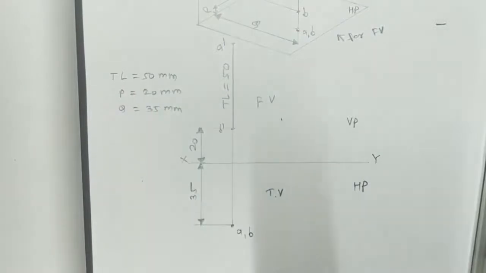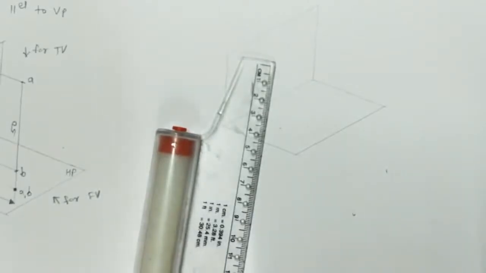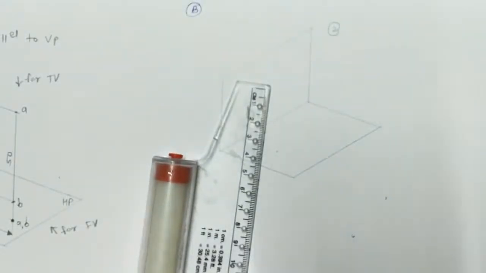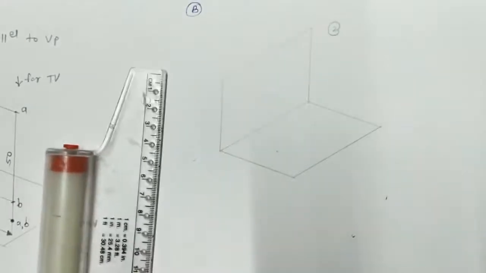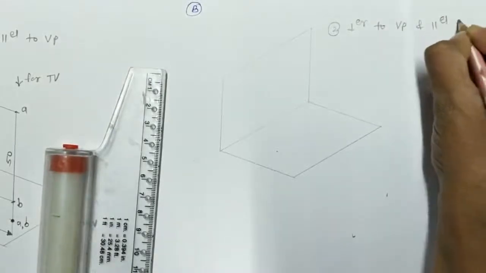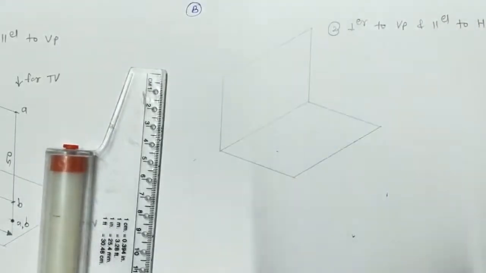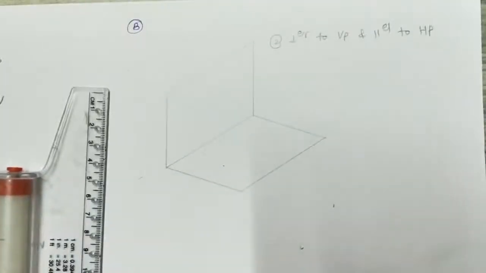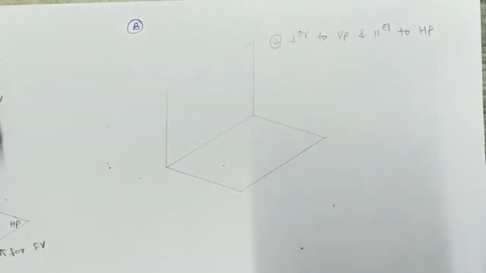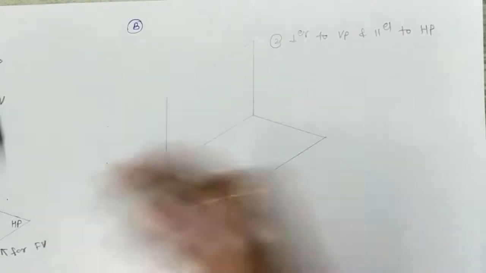So like this you have to draw all these points. Now we will see the second condition, that is a line perpendicular to VP and parallel to HP.